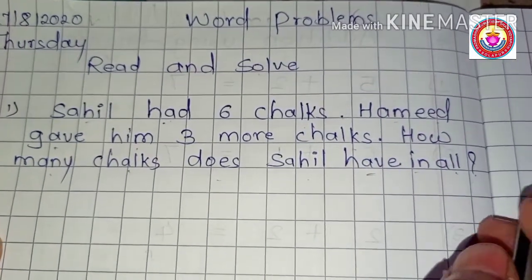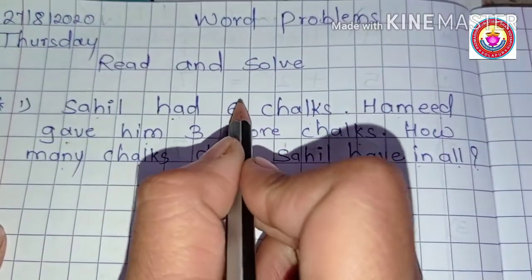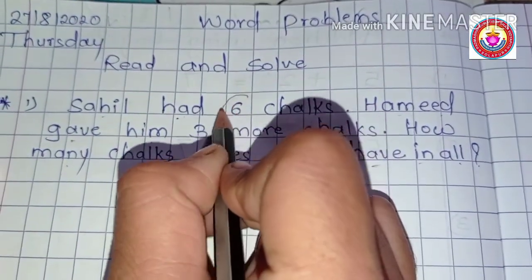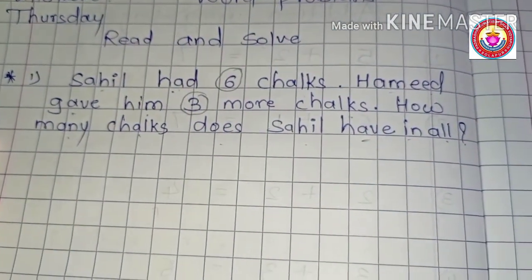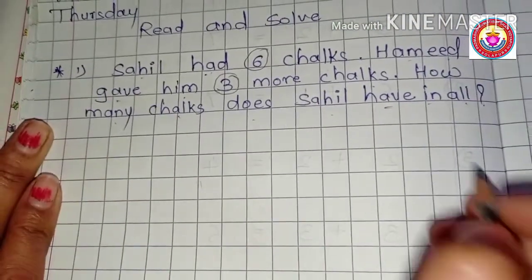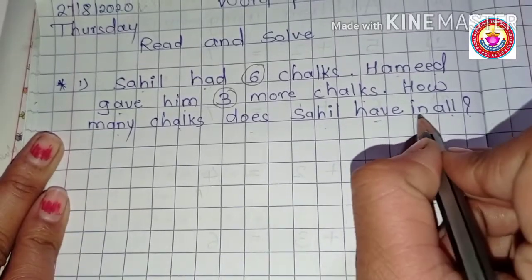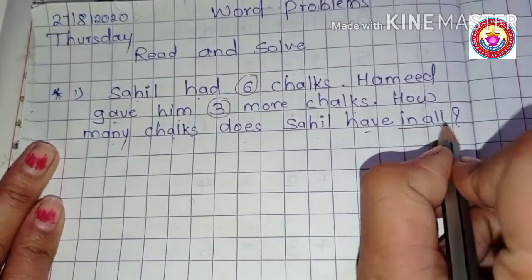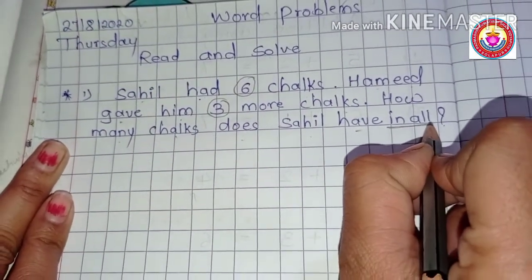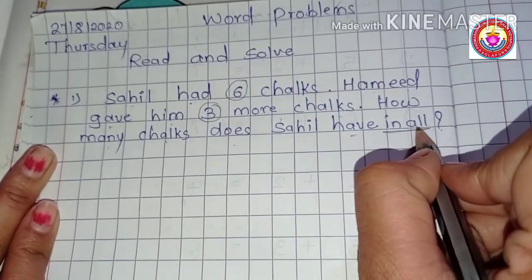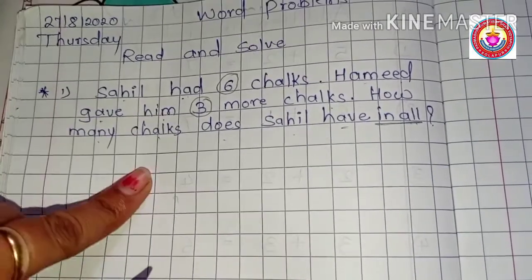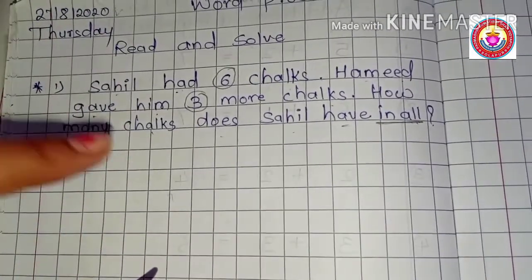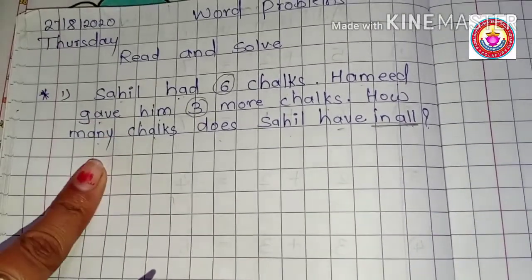So, here we will circle the numbers, okay? And underline the important word, that is "in all". "In all" indicates you add 2 numbers, which means the sum is about addition. This sum is about addition.